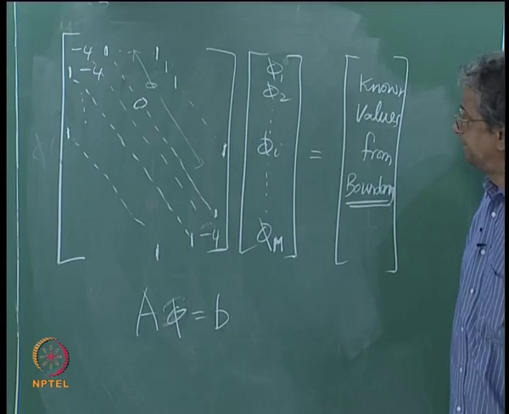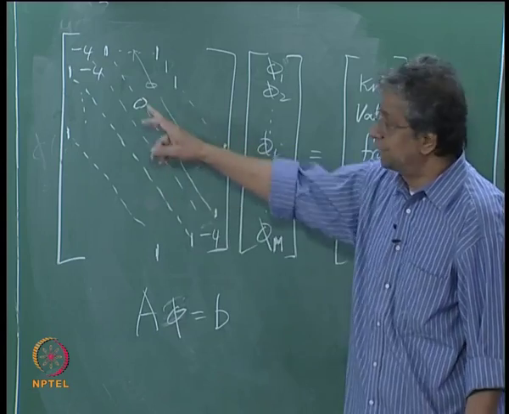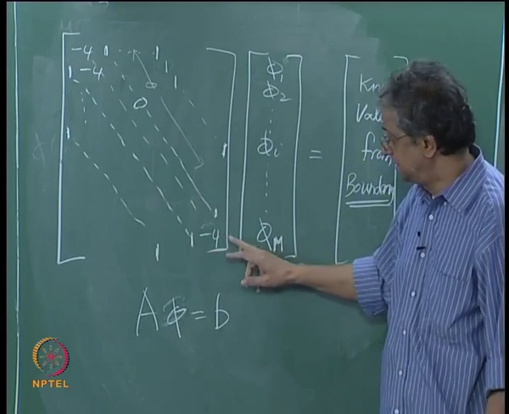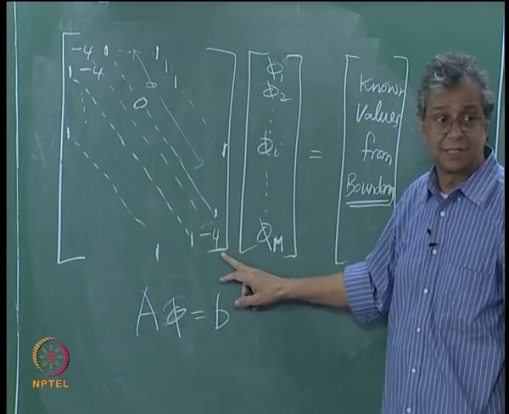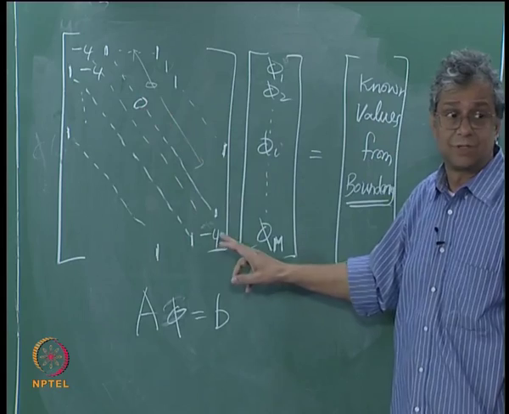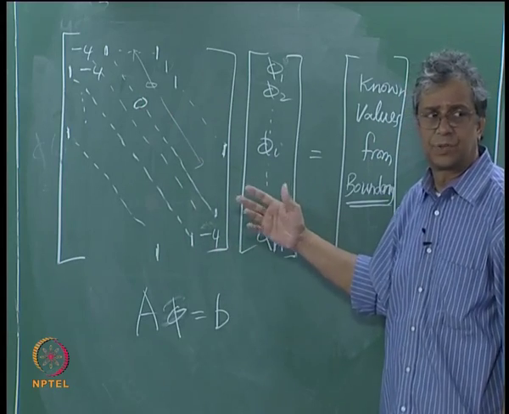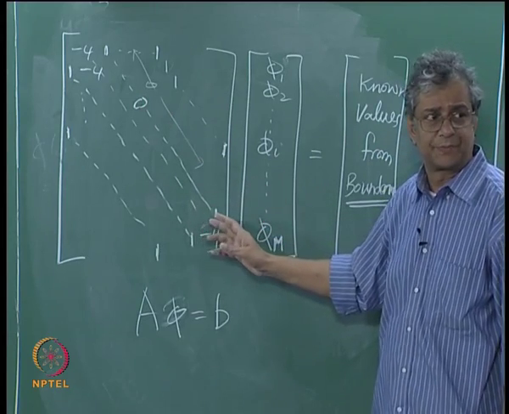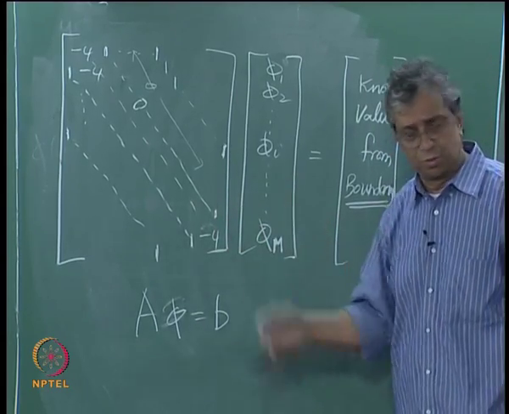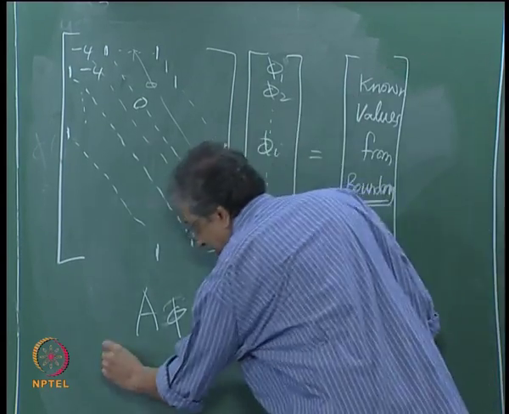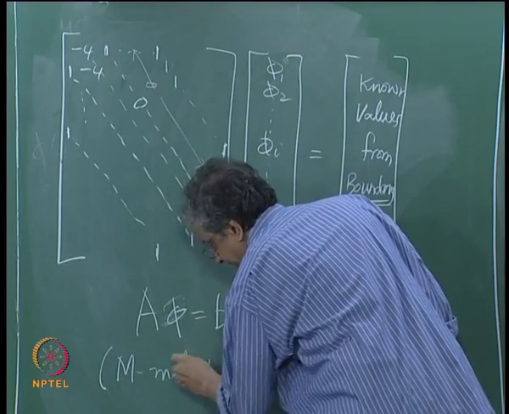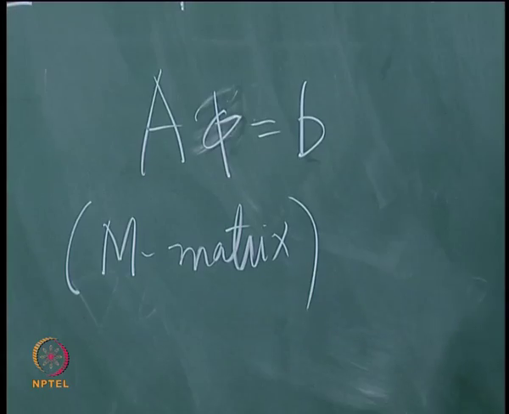Some observations. The equations are symmetric about the diagonal. The matrix that we get, A, is symmetric about the diagonal. The diagonal entries are negative. The off diagonal entries are positive. So it has some nice structure to it. You can just go look it up. I am not going to do this. It falls into the category of something that is known as an M matrix. We'll go check that out.